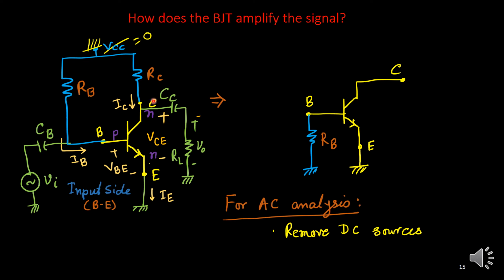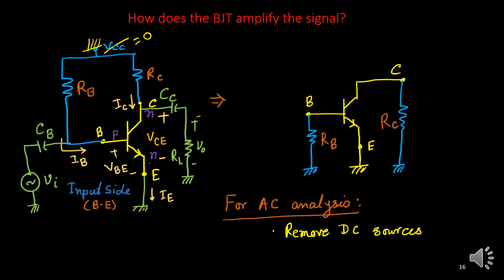Similarly, on the output side, what is happening? Earlier, this through RC was connected to VCC. So the same thing we can do here. From C through RC, it will be grounded like this, because it was connected to VCC earlier. Now it is grounded here. Now what I'll do is connect these components, input side and output side.